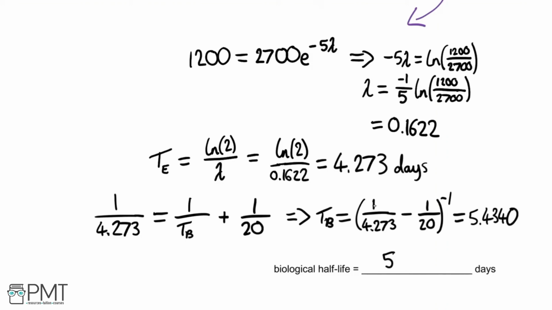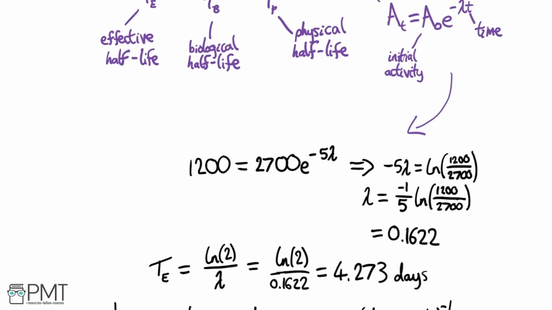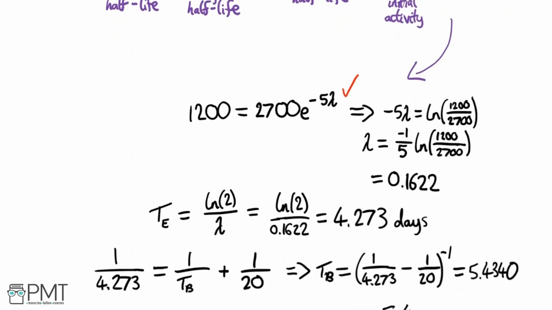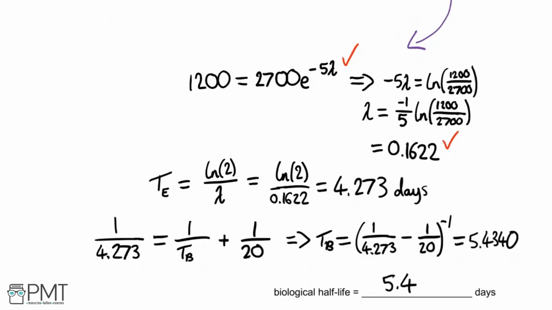Now, in terms of where the marks are allocated, the first mark will be for correctly substituting the values from the question into the exponential equation. Your next mark will be for calculating the decay constant, this value of lambda. Your third mark will be for correctly substituting the values into the effective half-life equation. And then your fourth mark will be for correctly getting 5.4 days at the end. So 4 marks there.